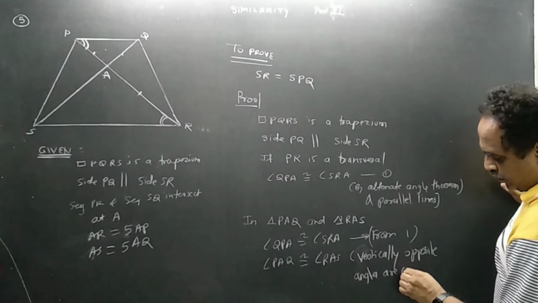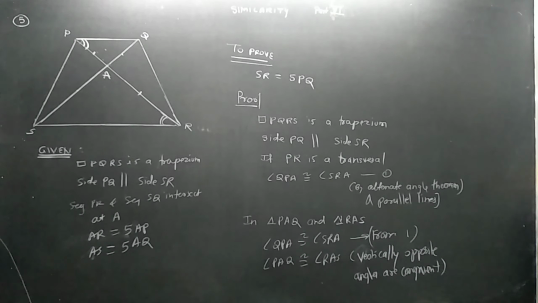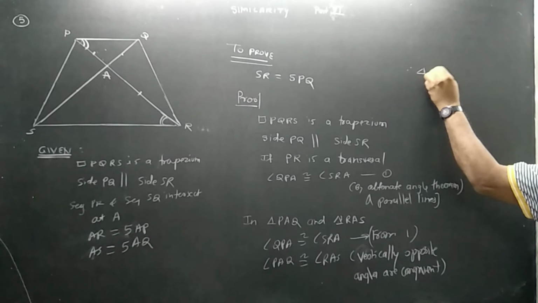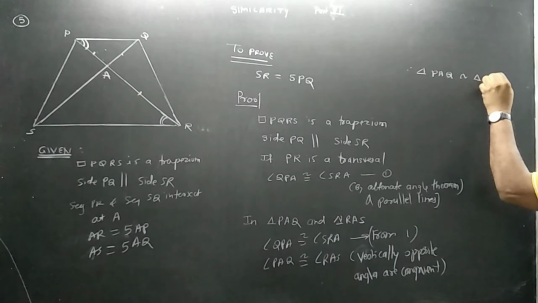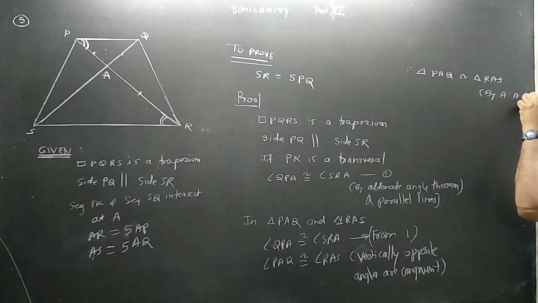Are congruent. Vertical opposite angles are congruent. As these two things are there, therefore triangle PAQ is similar to triangle RAS by AAS.